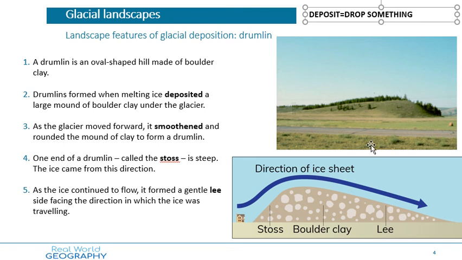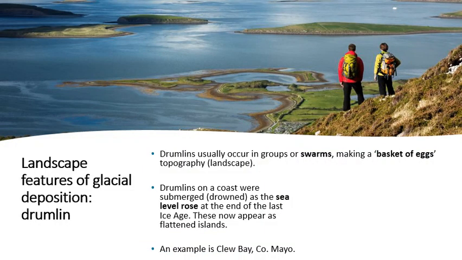Okay, if we look up here, guys, here's a picture of an actual drumlin. In this case, though, the glacier was obviously moving the opposite direction, because on the right-hand side, we've got the steep stoss side, we've got the boulder clay, and that boulder clay was smoothened out as the glacier moved from right to left, and that smoothened it out and flattened to form the lee, and that's kind of our rolling pin motion there, okay? Now, drumlins can usually occur in groups or swarms, making what are called a basket of eggs, okay? And in Ireland, there's a very famous example of this in Clew Bay, so basically a group of drumlins, okay?